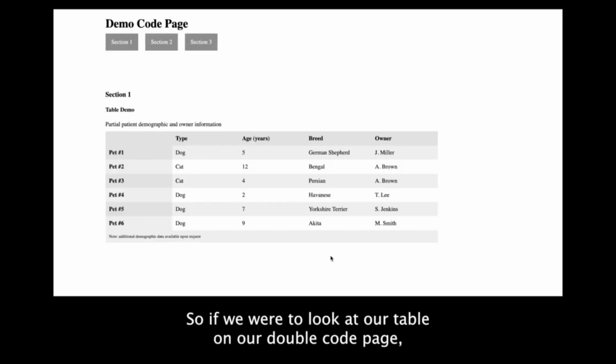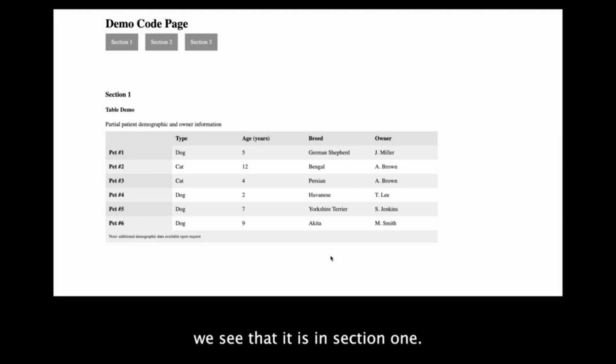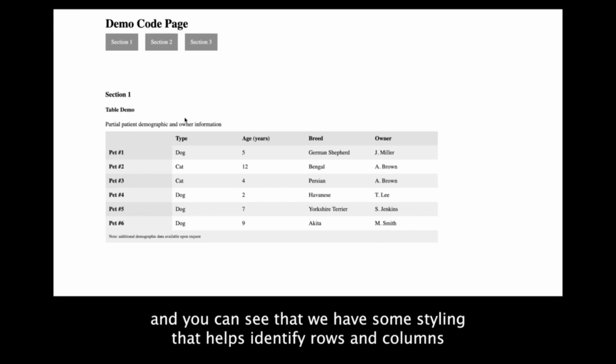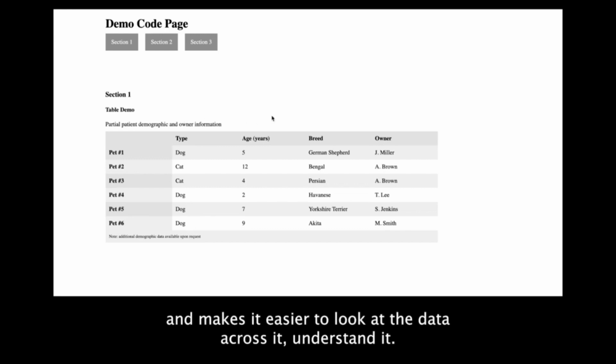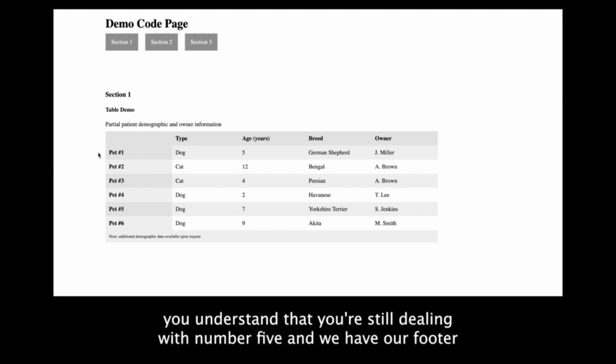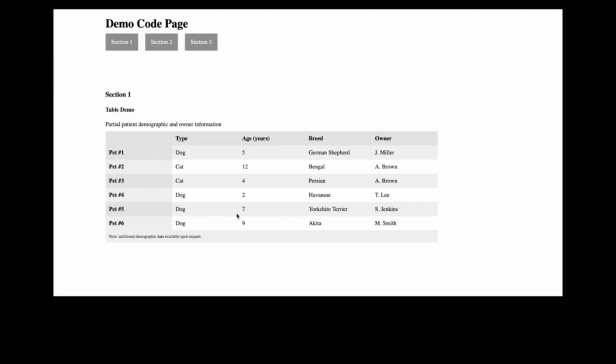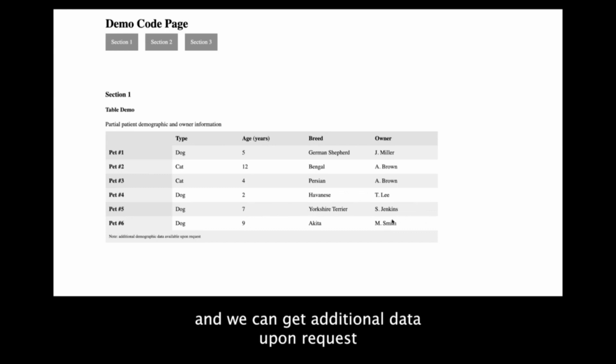So if we were to look at our table on our demo code page, we see that it is in section 1. We have our level 3 heading H3 for section 1, and we have our level 4 heading H4 for table demo. We have our caption that lets the user know what information is in the table, and you can see that we have some styling that helps identify rows and columns. It makes it easier to look at the data across and understand it. For example, you understand that you're still dealing with pet number 5, and we have our footer information that lets the user know that we only have partial data and we can get additional data upon request.